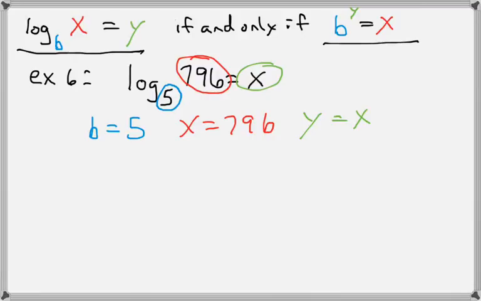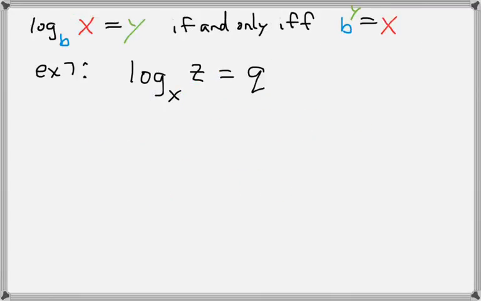We can reconfigure it so it is in exponential form. We take our b, 5, and we raise it to our y, which in this case is x, and it equals our red, or our x, which is 796. So the color code again can come in really helpful. You're matching up the colors and converting it into the exponential form.